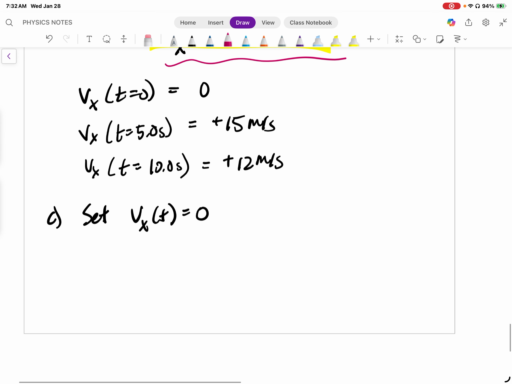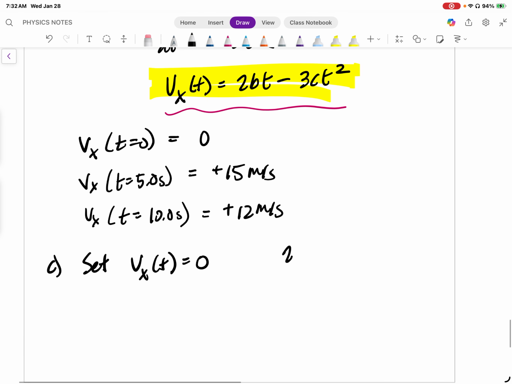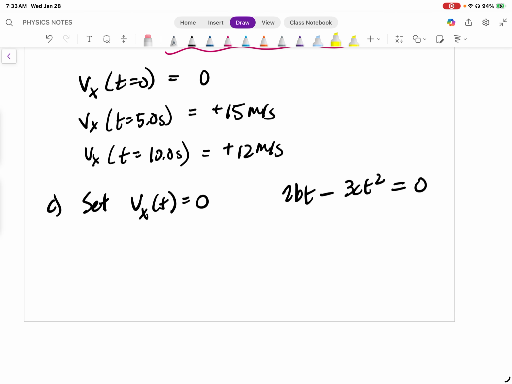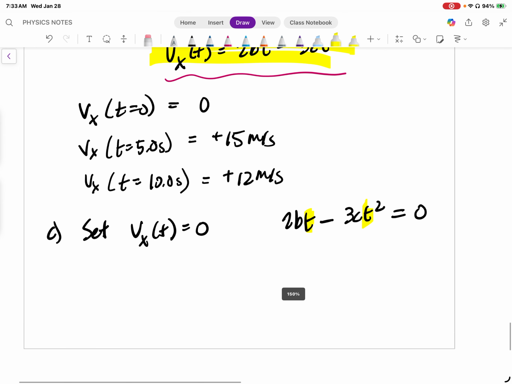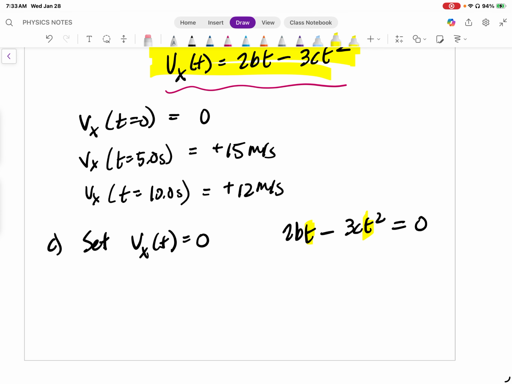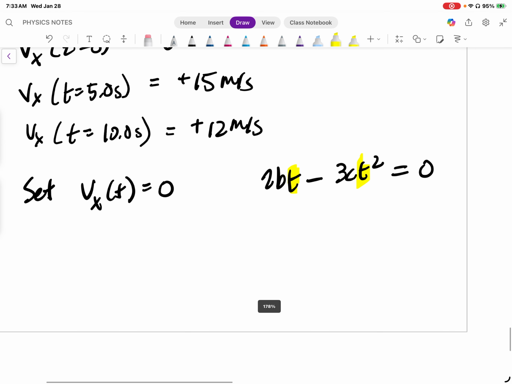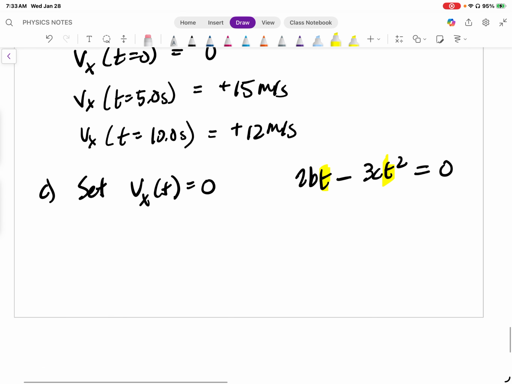So I'm going to take just this piece up here, our general expression. I'm going to rewrite that down here. So we have 2bt minus 3ct squared, that's going to equal 0. And now I'm solving for t, right? In the previous two parts of this problem, we were plugging in t and solving for velocity. Here we want to know at what times is our velocity equal to 0. So we know our v, here we're solving for t.